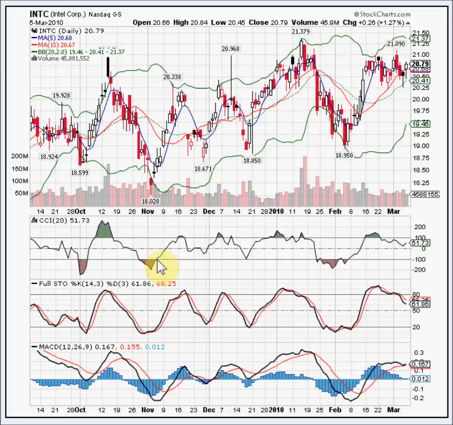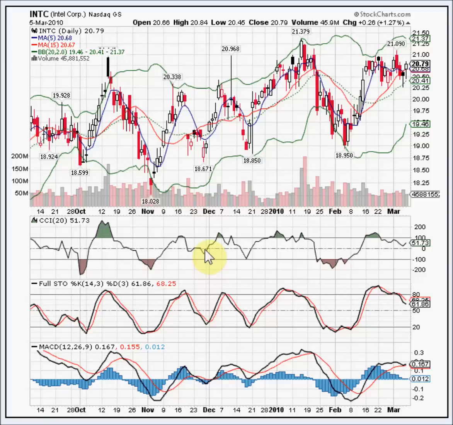Right here, the CCI gave the buy signal at the lower Bollinger Band. Stochastics was well below the 20 line, and it crossed up through the 20 line, with the fast line crossing up through the slow line. Here, the MACD took a huge dip, and it was a little late right here, but you still would have been in this area for a nice, at least $1.50 score on that one. Okay.